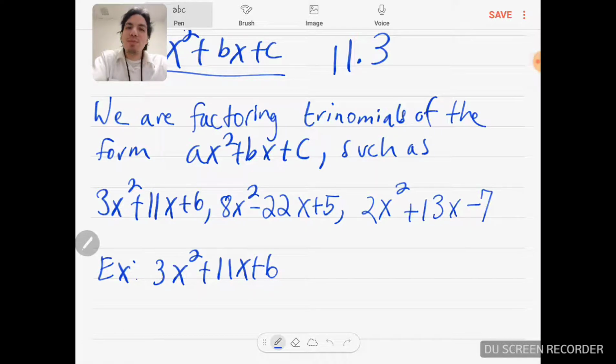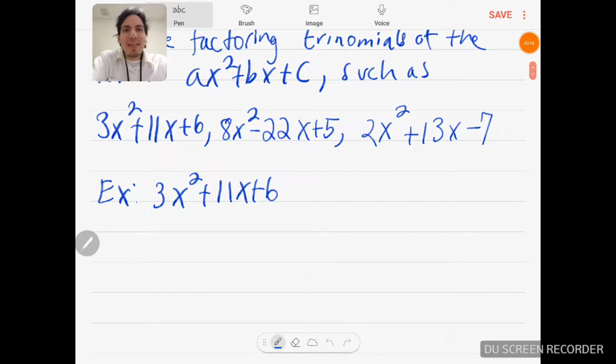trinomials of the form ax squared plus bx plus c, such as 3x squared plus 11x plus 6, 8x squared minus 22x plus 5, and 2x squared plus 13x minus 7. So how do we do this? Well, I was taught the AC method.